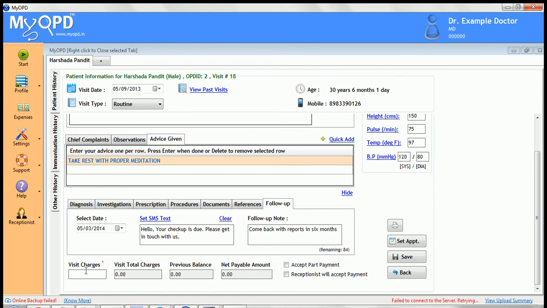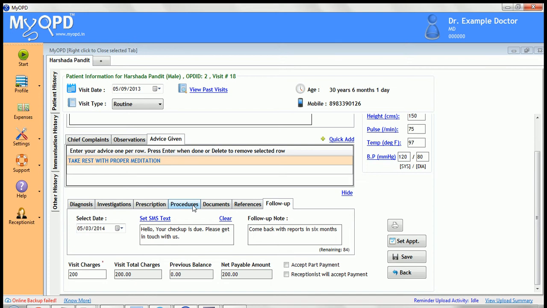MyOPD allows you to capture payments, outstanding payments as well as additional payments done by a client. You have to enter your charges and visit charges. The visit total charges include visit charges and any procedure charges entered in this visit.